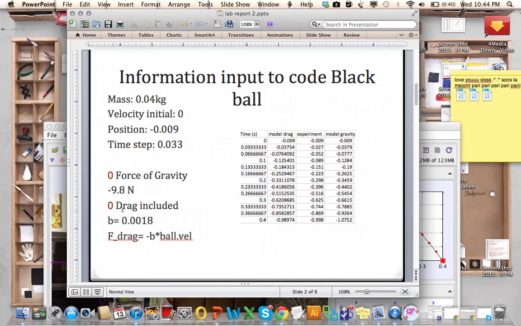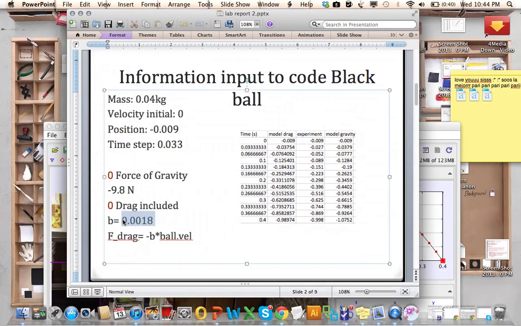And then I did another one including drag, and our constant B was 0.018. As you can see, here is the information gotten from the models. And the force of drag is negative B times ball dot velocity, which is stated in the prompt.